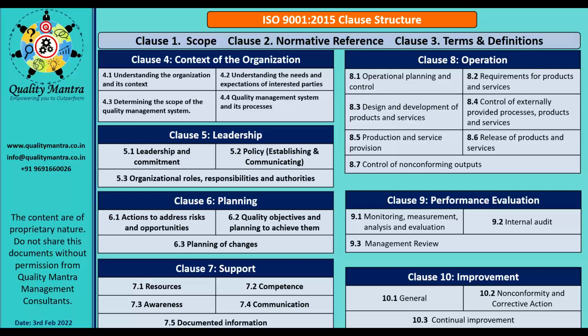How many clauses are there? Okay, clause number 4, context of the organization. Or you start with one clause a day. Monday, clause number 4. Clauses 1 to 3 are simple: scope, normative reference, terms and definition. Monday, you just go through clause number 4, context of the organization. There are 4 sub clauses. Read that aloud. Loudly, read that loudly.